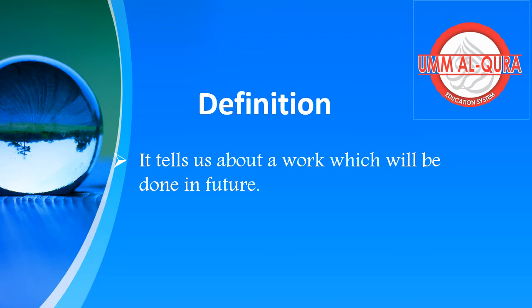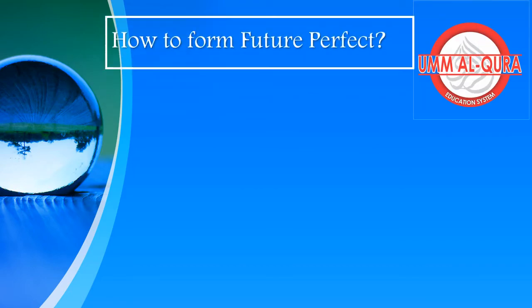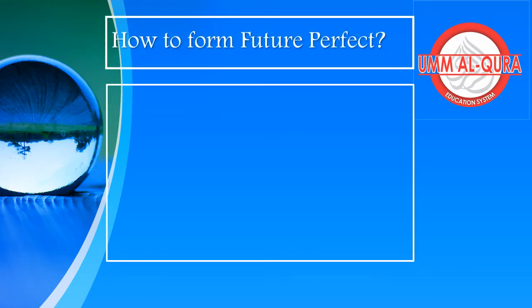Sometimes we make plans before for doing something. For example, when we think that in summer vacations we will go to some place to visit, or we will go to the home of our grandmother. Sometimes that happens. So it tells us about the future. How to form future perfect tense? It's very easy.